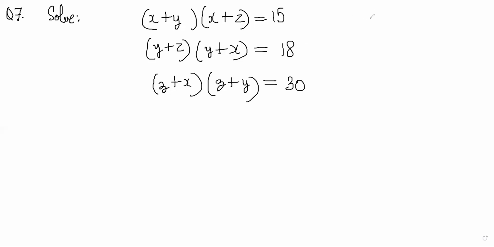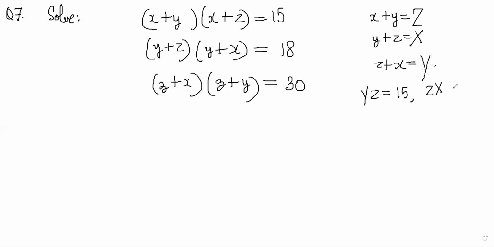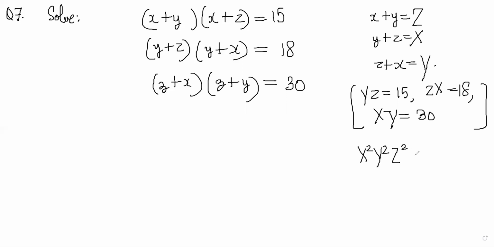So the most obvious substitution here is, let's say x plus y is equal to capital Z, y plus z is equal to capital X, and z plus x is equal to capital Y, right? So using these substitutions, my equations become yZ is equal to 15, zX is equal to 18, and xY is equal to 30. So multiply all 3 equations together, you will get x square y square z square is equal to 15 into 18 into 30. And therefore xyz should be plus minus root over this.